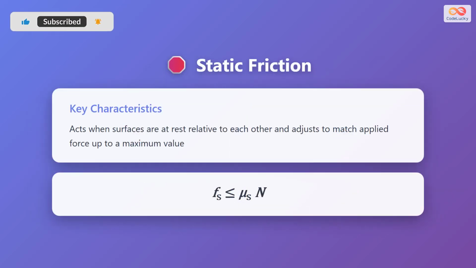Static friction acts when surfaces are at rest relative to each other and adjusts to match the applied force up to a maximum value. The force of static friction can vary from 0 up to a maximum limit. The relationship is expressed as F sub s is less than or equal to mu sub s times n, where F sub s is the static friction force, mu sub s is the coefficient of static friction, and n is the normal force. The inequality symbol tells us that static friction can be any value up to its maximum, depending on how hard you're trying to push the object.